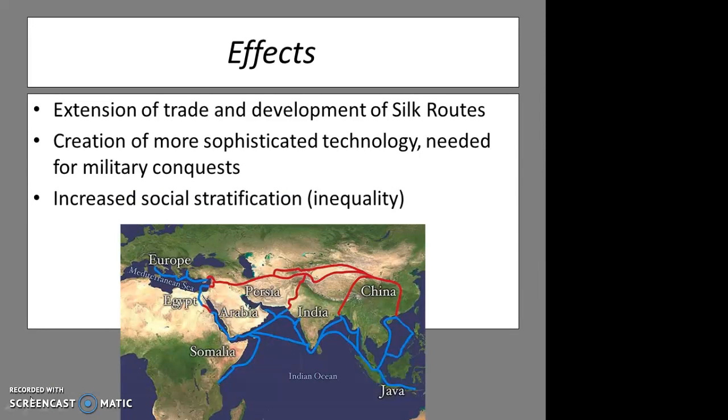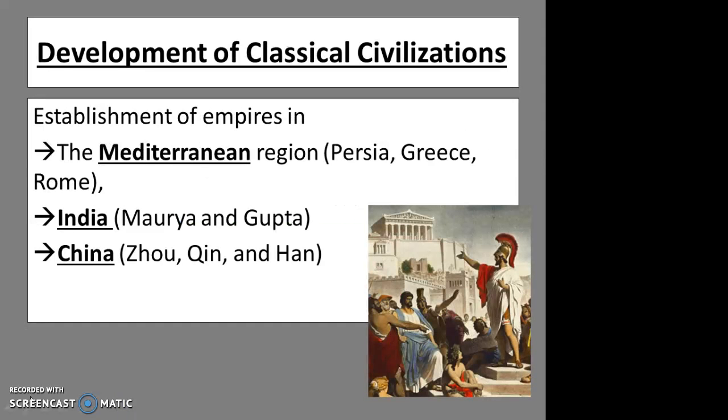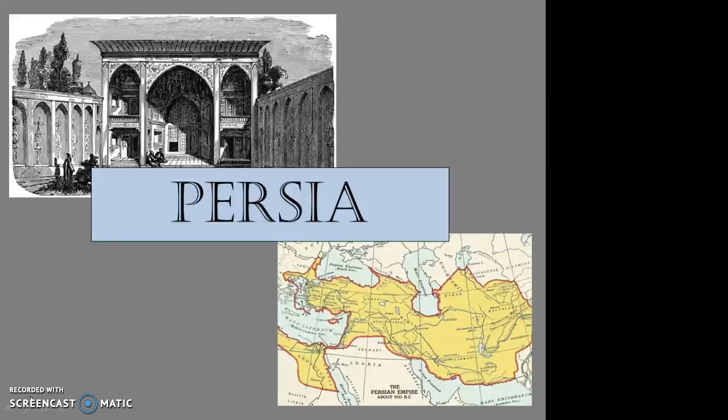Extensive trade routes were developed, including the Silk Road, creation of sophisticated technology, and increased social stratification. In other words, inequality among social classes. There are 3 areas where empires were established: the Mediterranean area, India, and China, and we'll look at each of these separately. First one we're going to look at is Persia.